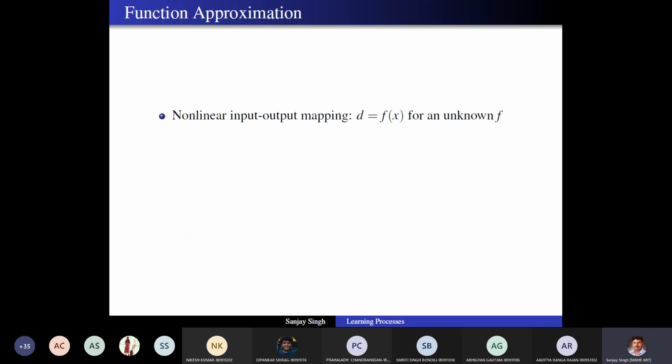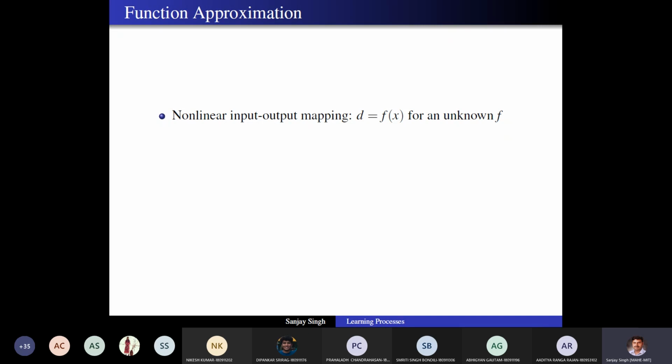And then we'll move next to something called function approximation. Effectively, the entire supervised machine learning or neural network approach is nothing but an example of function approximation.